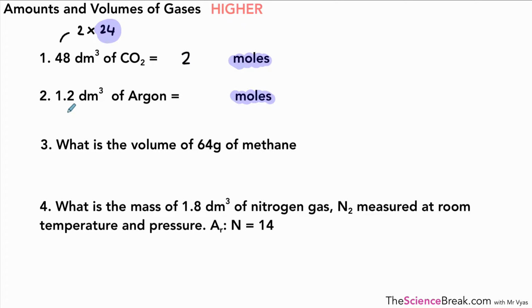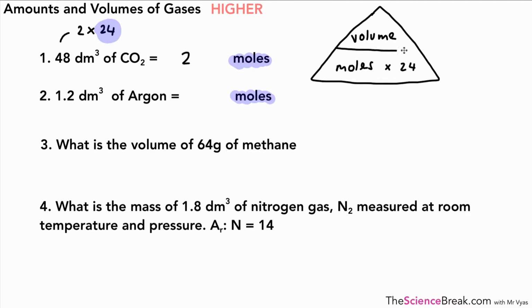But when we've got a number like 1.2, your maths might be good enough to work that out from a ratio perspective, but we might also just use our formula triangle to keep things nice and easy. So there's our formula triangle that we learned on the previous slide, and we can use that.